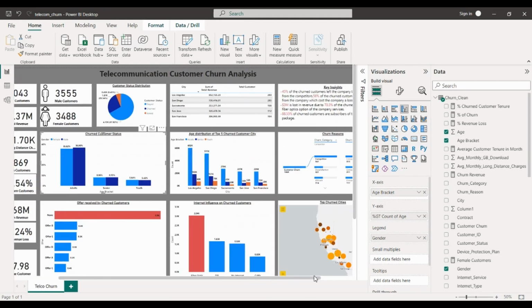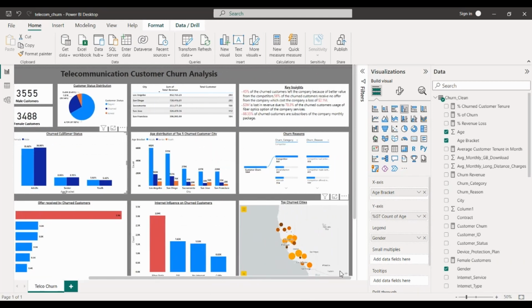So what is a key insight? From these charts, 45% of churn customers left the company because of better value from the competition. And one thing here is that almost 50% of the churn customers received no offer from the company, which cost around 2.1 million. So the company lost 2.1 million.